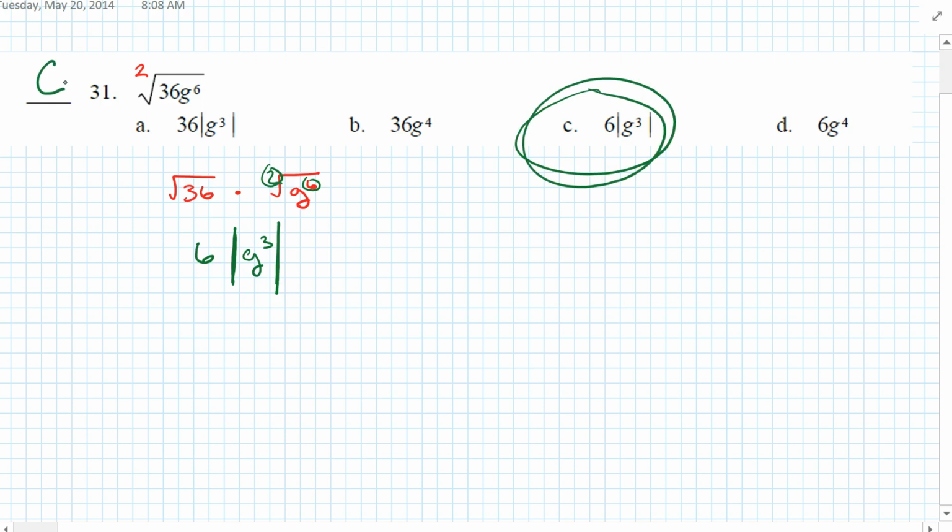And again, we explained that in detail back when we did this chapter. If we ever take the square root of a variable to an even power and it comes out to an odd power, you have to put absolute value signs around it.